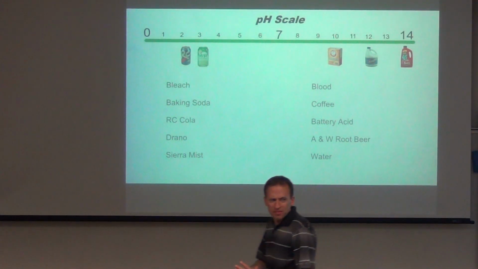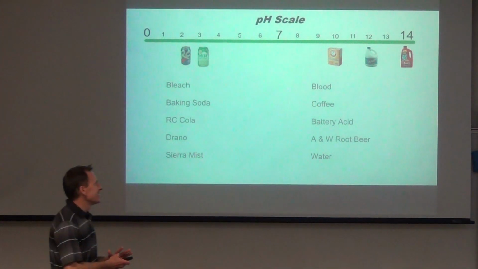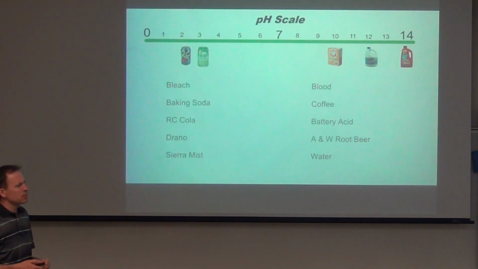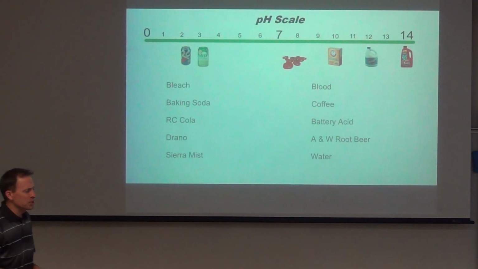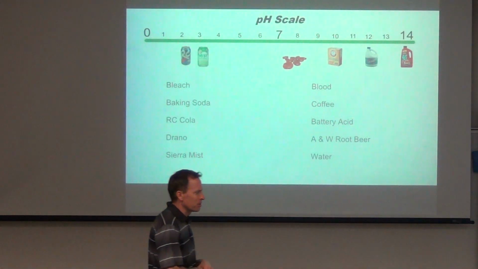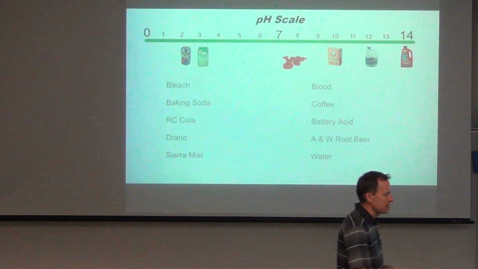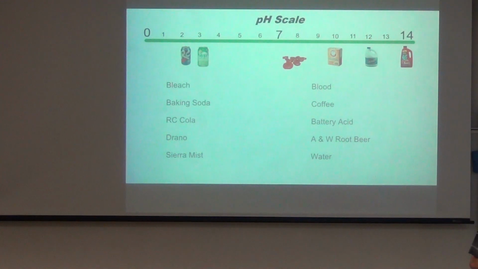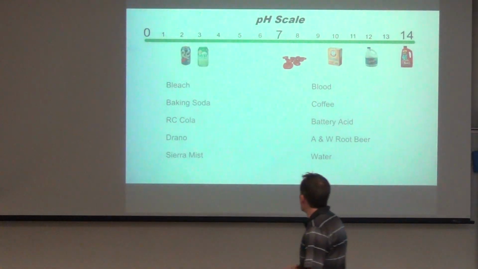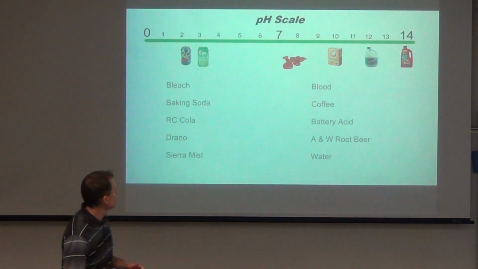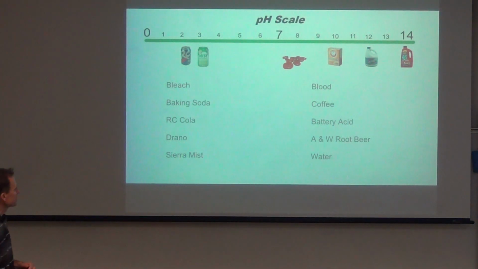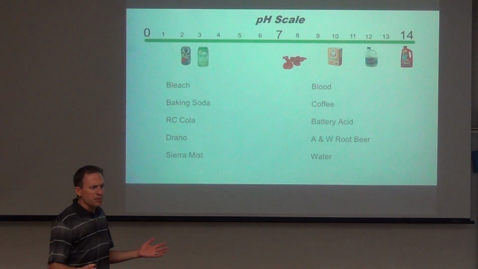Anybody remember blood from that video? It's like 8. It's between 7 and 8. It's like 7.3-ish. Body's pretty amazing. Keeps our blood at a very constant pH. Anybody who's taken anatomy from Mr. Anderson knows a lot about that. But I couldn't put it, the picture was too big to fit exactly where I wanted to. Anybody remember coffee?